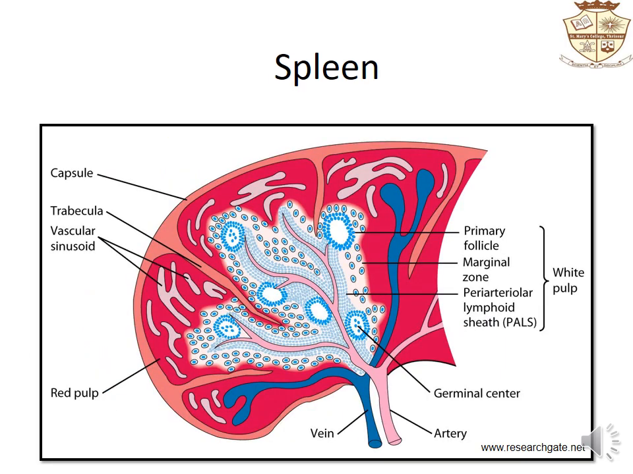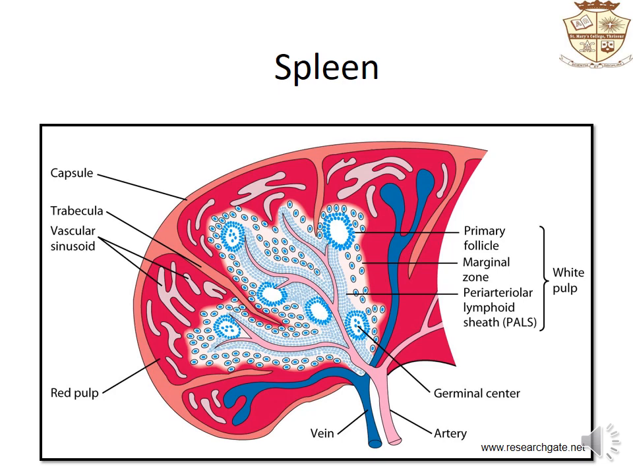So, the spleen is surrounded by a capsule. The capsule extends several projections known as trabeculae into the interior, and these trabeculae give the spleen a compartmentalized structure. The spleen has two compartments, the red pulp and the white pulp. There is a diffuse marginal zone between the red pulp and the white pulp.